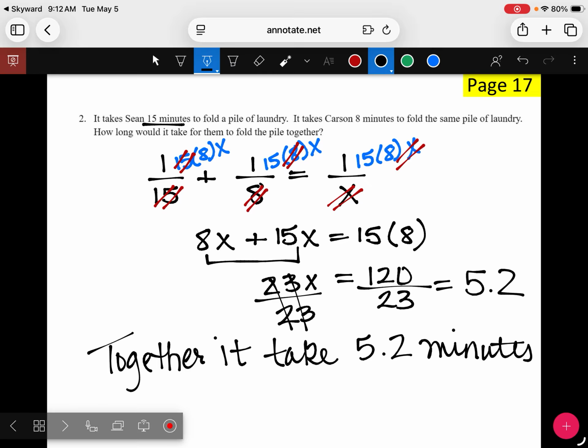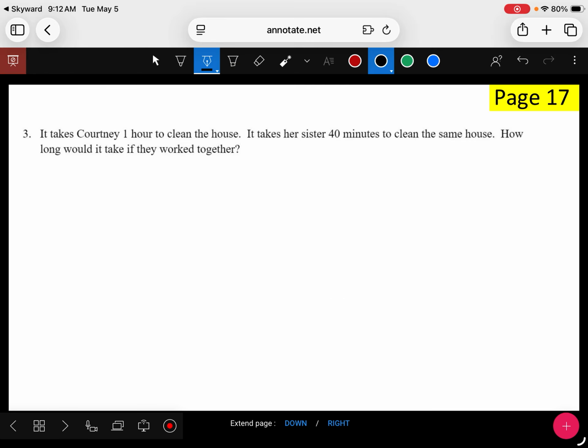All right, let's look at number 3. It takes Courtney 1 hour to clean the house. It takes her sister 40 minutes to clean the same house. How long together? So we need to convert this to minutes though. Either we have to convert 1 hour to 60 minutes or we have to take 40 minutes and put it in hours. But it's easier to take 1 hour and put it into minutes.